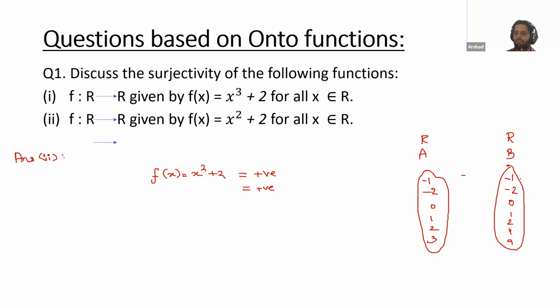So that means in set B, these negative numbers will never have any pre-image in set A. Please check this. If you put any number here, you will always get a positive answer. For example, if you put 1, you will get 3. If you put -2, then 4 plus 2, you will get 6. If you put 0, you will get 2. So whatever value you put, you will always get a positive answer. That means the negative numbers do not have pre-images in set A, so you can directly write this statement. This statement is clear to everyone? Please raise your hands. Yes, sir. Okay, Atif.